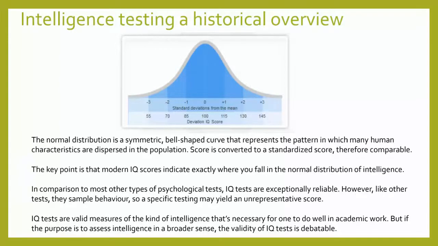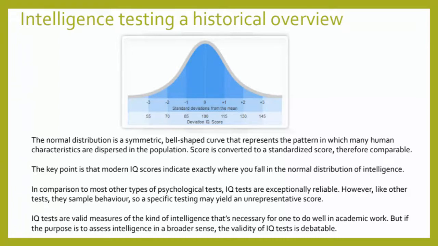But in the middle is the mean, and that's where the majority of people sit, within an intelligence score of really from 85 to 115. And then it's worked out as standard deviations from the mean. So we have the bell-shaped curve, and the key point is that modern IQ scores indicate exactly where you fall in the normal distribution of intelligence.